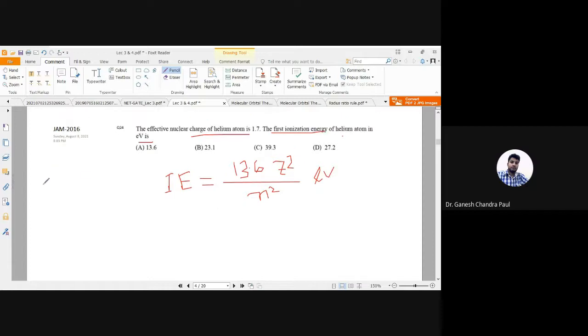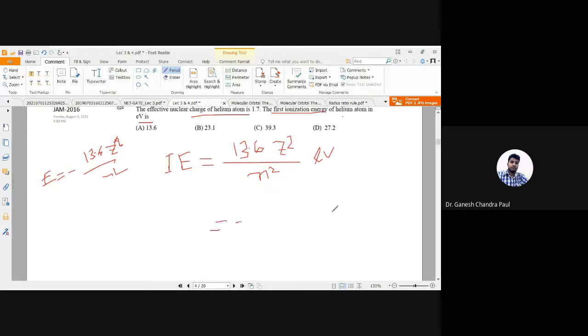Now, if you consider the hydrogenic system, the energy value is minus 13.6 Z effective whole square divided by n square. Now you can see that the effective nuclear charge of helium is given, so 1.7 whole square, 13.6 into 1.7 whole square.